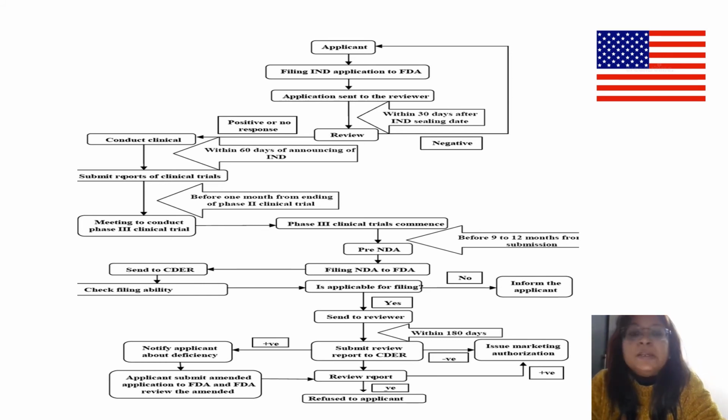So again, more or less the protocol remains the same: you have to apply in the CTD format only, but you cannot go directly for the authorization. First you have to apply through the IND route, and for a new drug, you then have to go for the NDA application. And if you talk about the generic, you have to go for the ANDA application.